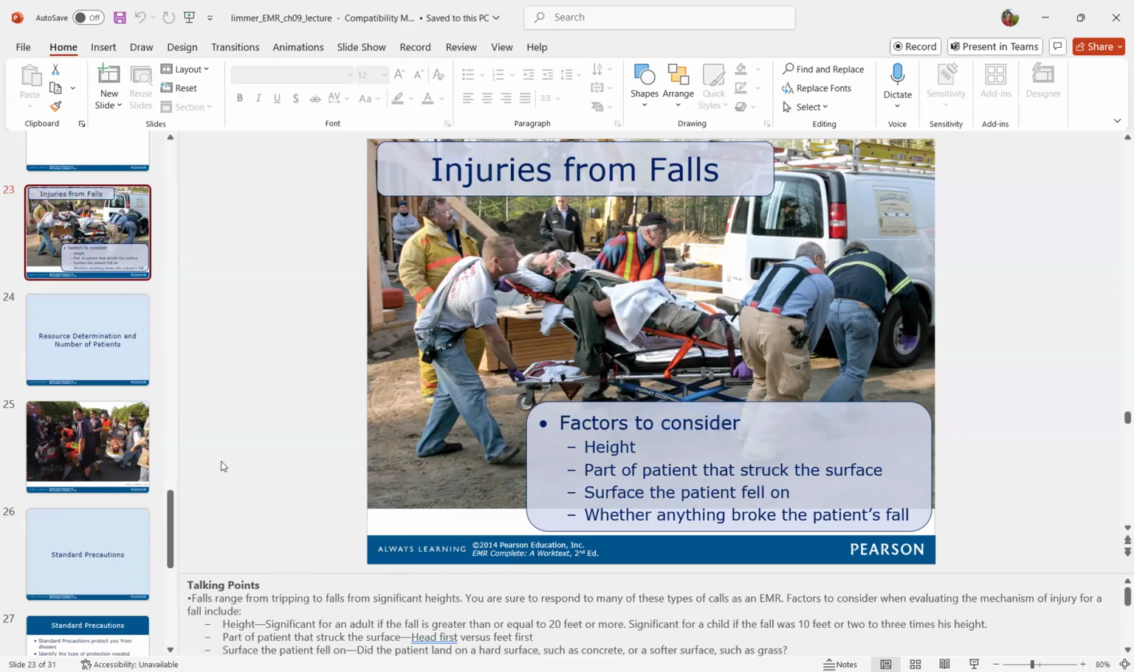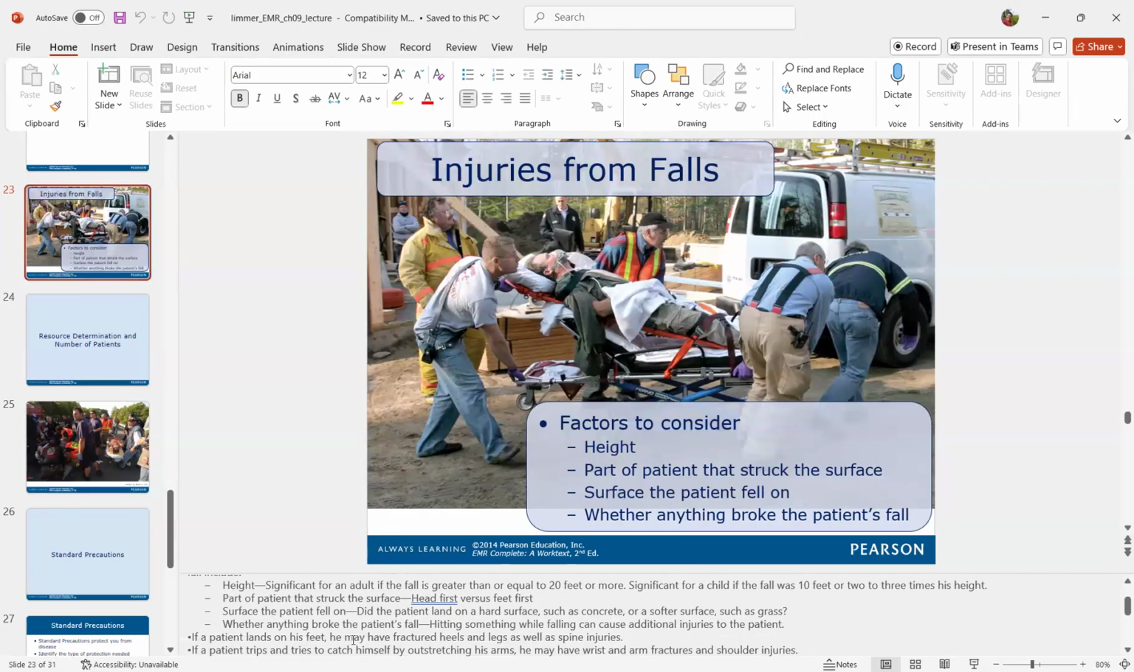A fall is significant for an adult if it is greater than or equal to 20 feet. It is significant for a child if the fall is from 10 feet or 2 to 3 times their height. So if you have a little kid, 2 to 3 times their height would also be a significant fall. Consider the part of the patient that struck the surface. What hit first? Was it their head? Was it their feet? And the surface the patient fell on: did the patient land on a hard surface like concrete, or did they land on grass? And whether anything broke their fall. Did they hit anything on the way down, causing additional injuries and rotation?